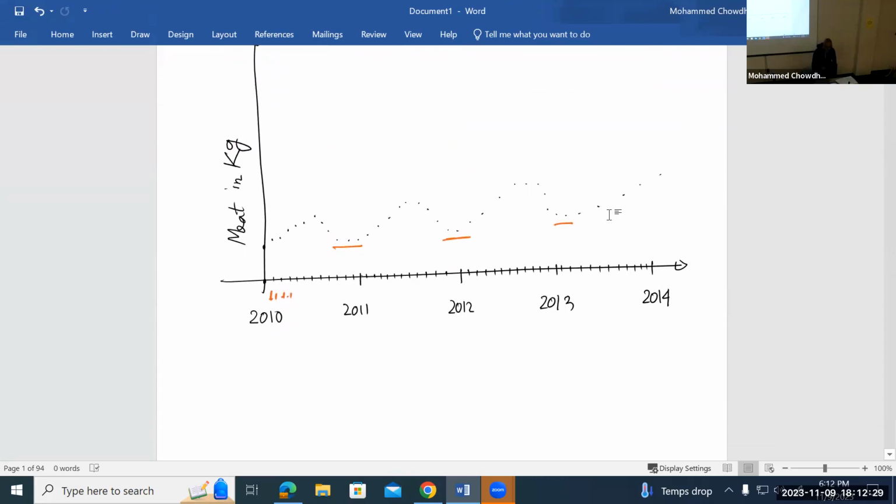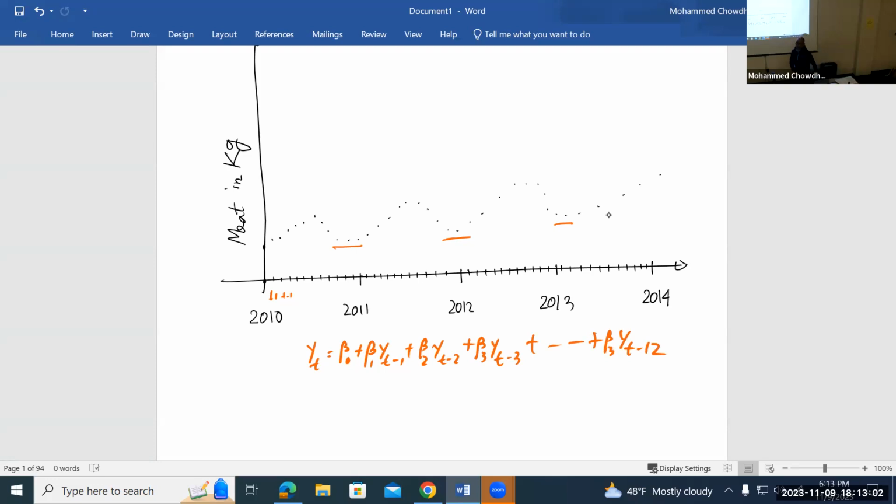After this data, my purpose is to find, suppose, should we model it this way: yt equals beta 0? This is the most important question. Should I model it this way: yt minus 1, beta 2, yt minus 2, beta 3, yt minus 3, all the way to yt minus 12? Should I model all of this, or should we model only some of the lags? That is the most important question.